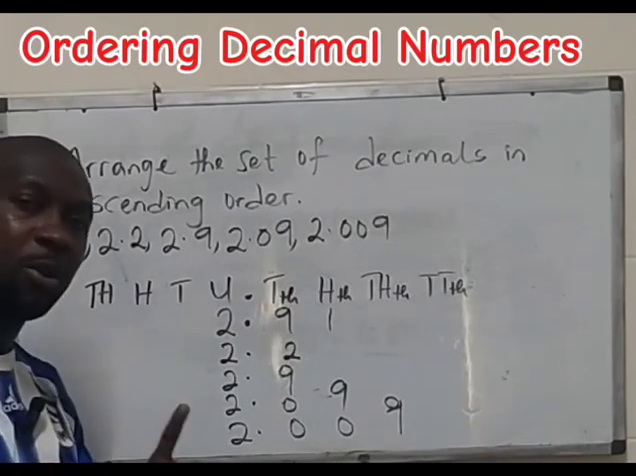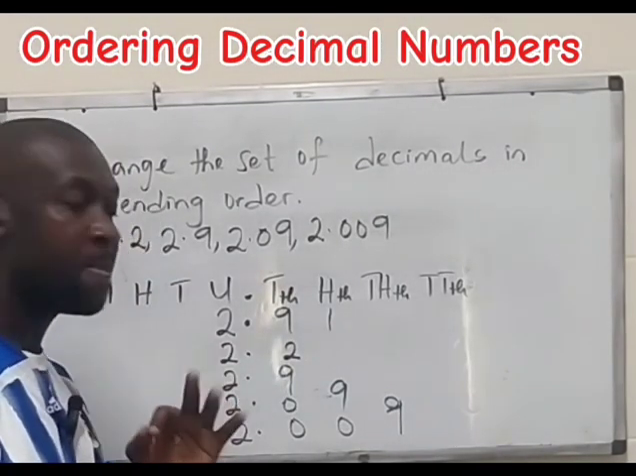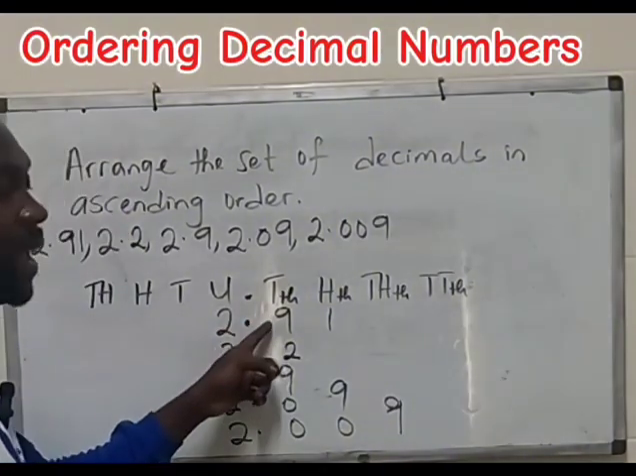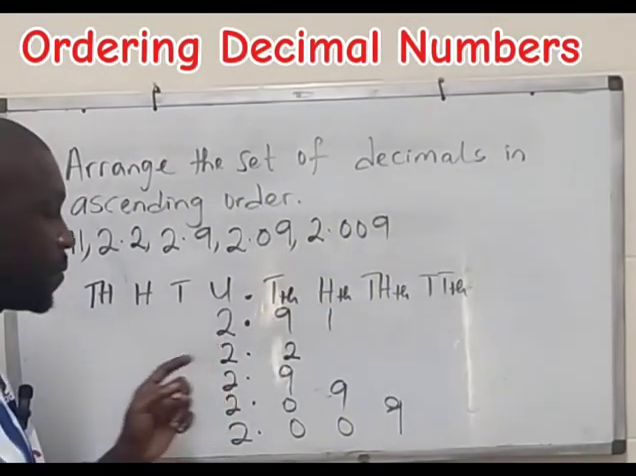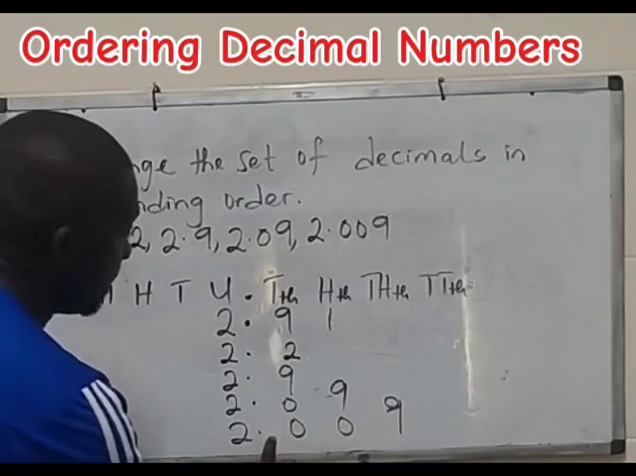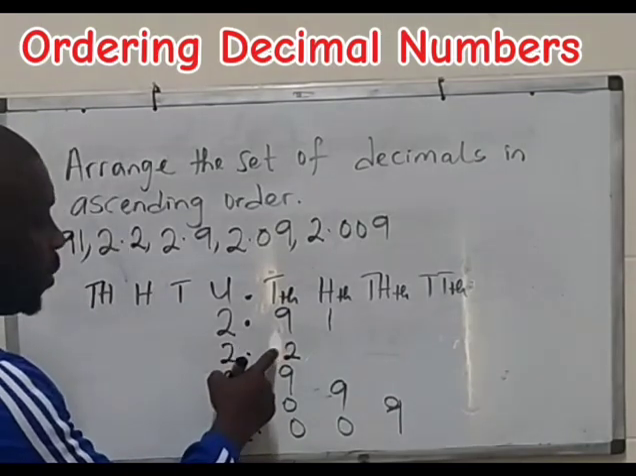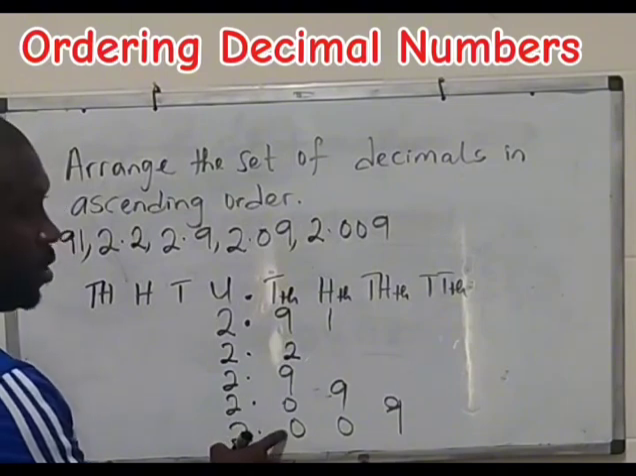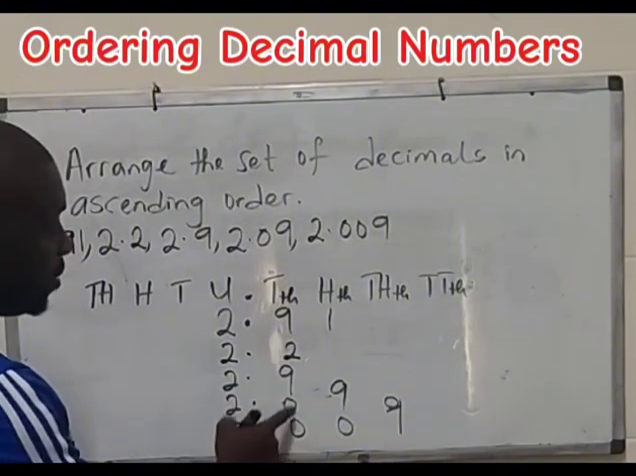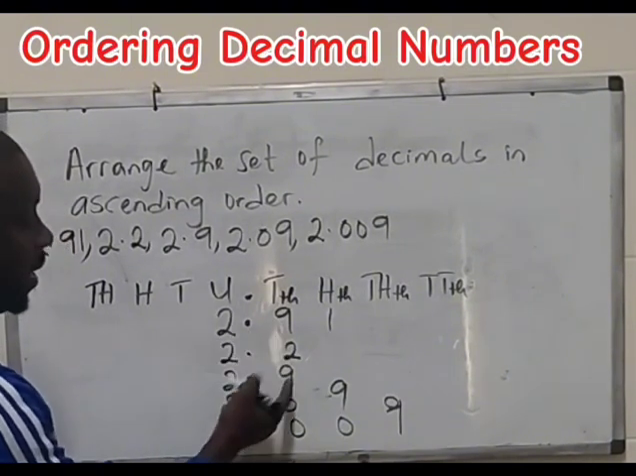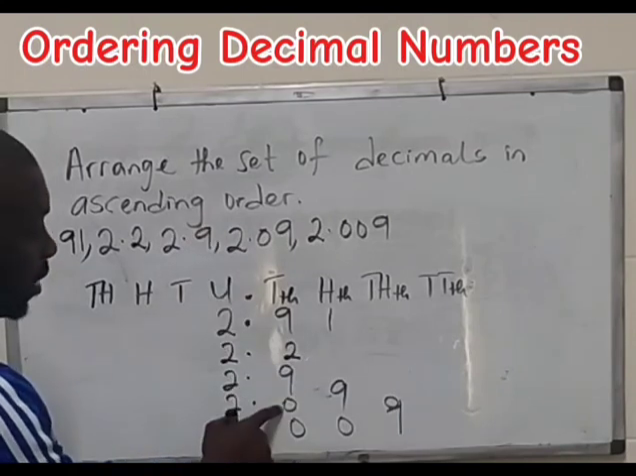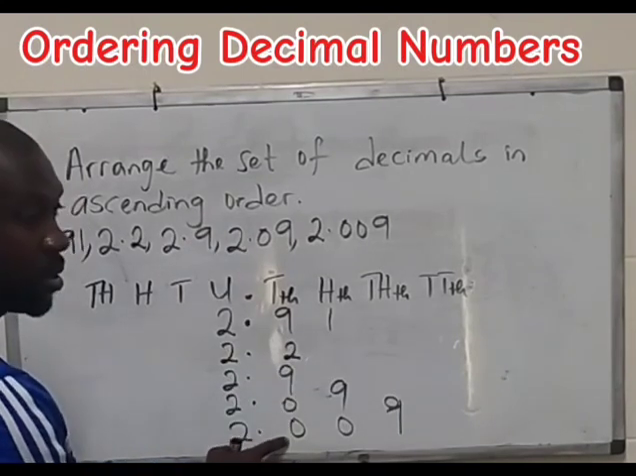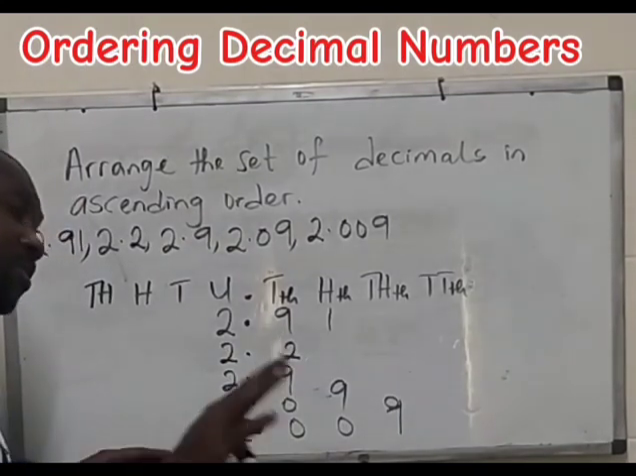Don't forget, we are looking for the smallest number. Now we'll go to the next higher value, which is the tenths. Look at the numbers under the tenths. We have 9, which is high. We have 2, then 9 again, which is high. We have 0 and 0. 2 is higher than 0, so we are not considering 9, 2, and 9. We'll leave those alone. So we are considering just 0 and 0.